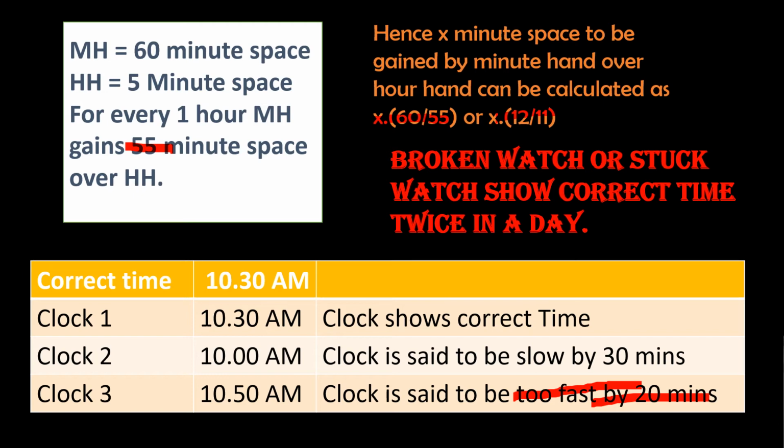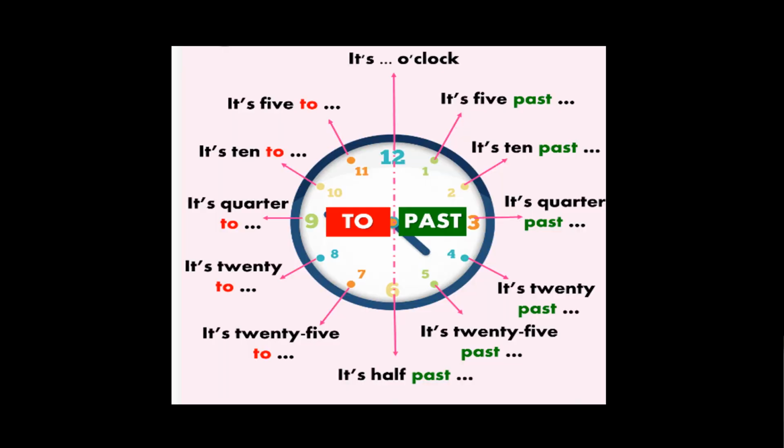For example, if the clock got stuck at 10:10, then it also shows the correct time at 10:10 a.m. and 10:10 p.m. This is how you have to tell the time, and you can find this type of wording in your questions also. So I'm just filling this as 4 o'clock. So now it's 4 o'clock.